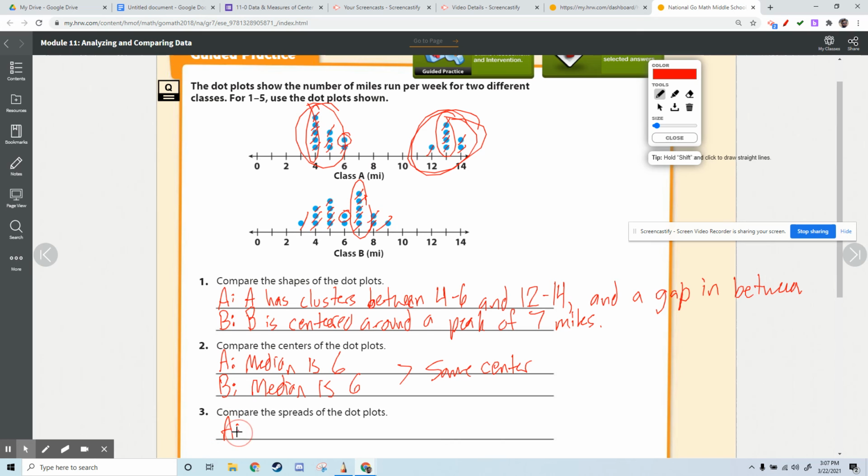The spreads, so the spread of A goes from 4 miles to 14 miles. A spread of 10 miles. That's the range. And B goes from 3 miles to 9 miles. A spread of 6 miles. Our range, 9 minus 3 is 6. I think I'm going to have to clear this to go to number 4 and number 5.